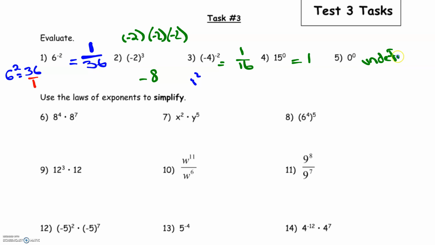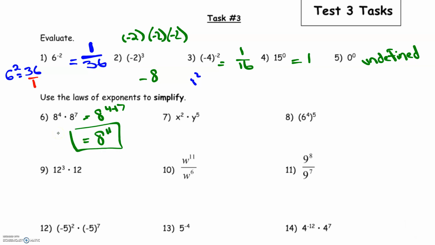Now let's move on to question number 6. Alright, in question number 6, we are multiplying exponents. If the base is the same, we keep the base and add the exponents. 4 plus 7 is equivalent to 11, and we end up with 8 to the 11th power.